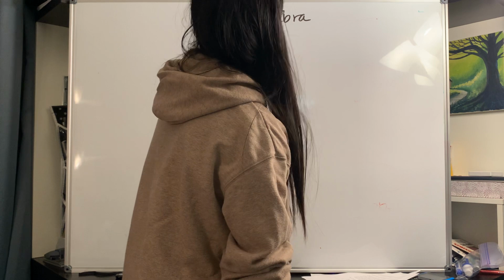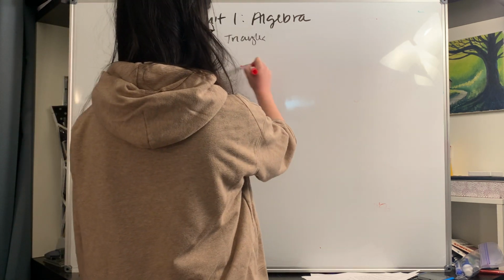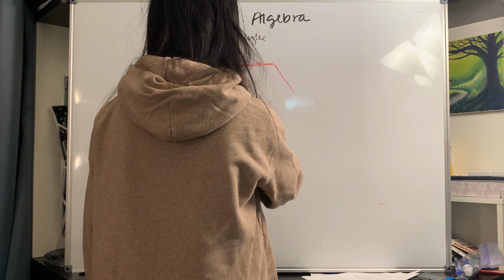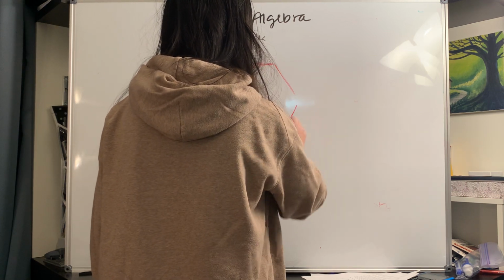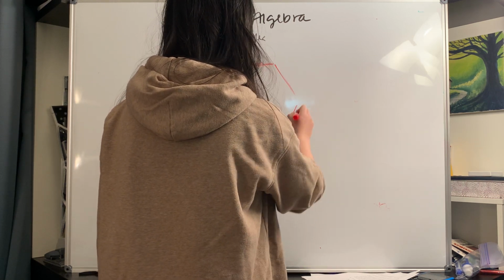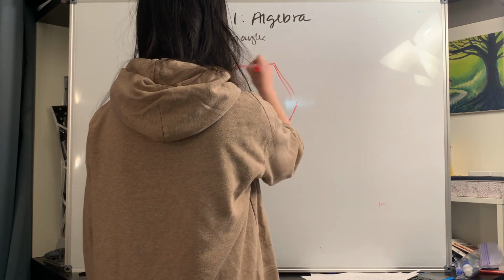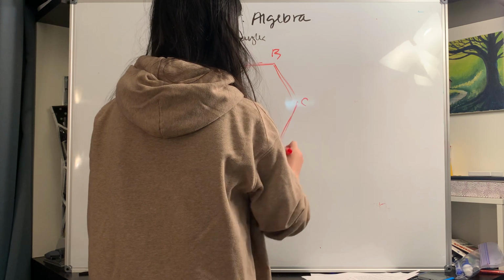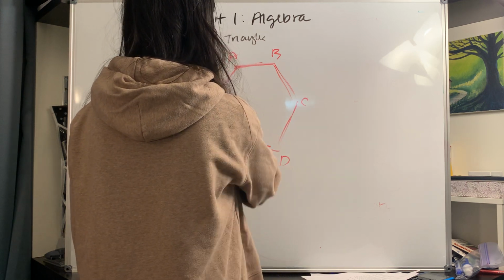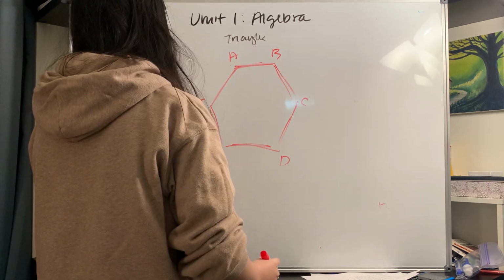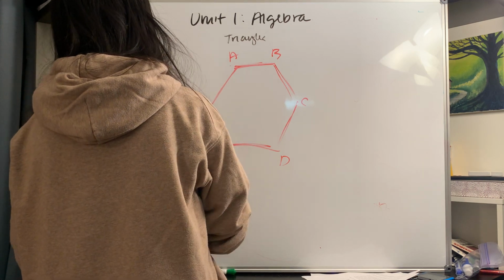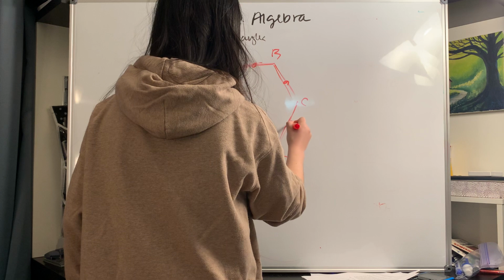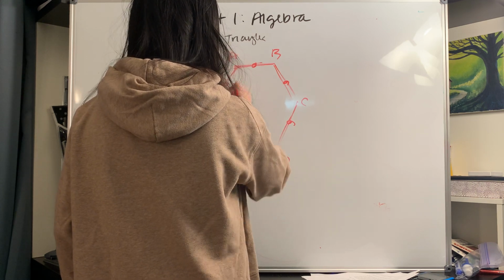Okay, well, let's try to draw a hexagon. 2, 3, 4. A hexagon has 6 sides, I'm pretty sure. Okay. So our hexagon, A, B, C, D, E, F. And we are connecting their midpoints. So here, here, here, and here.